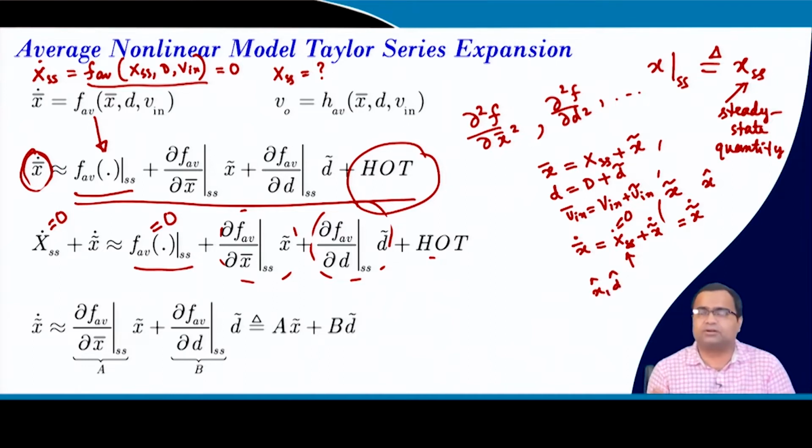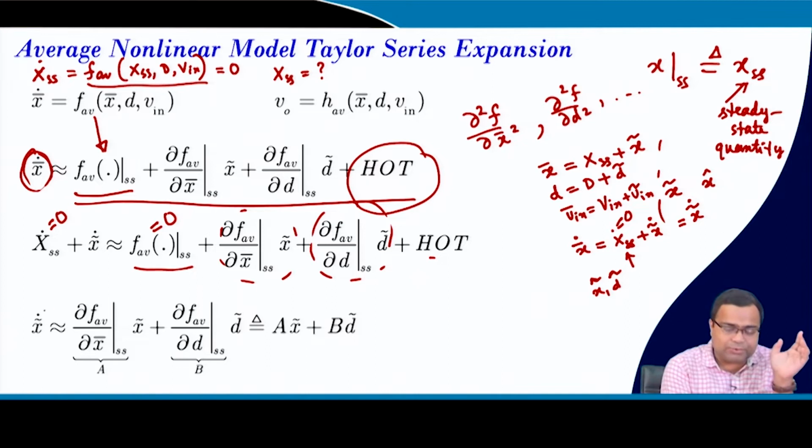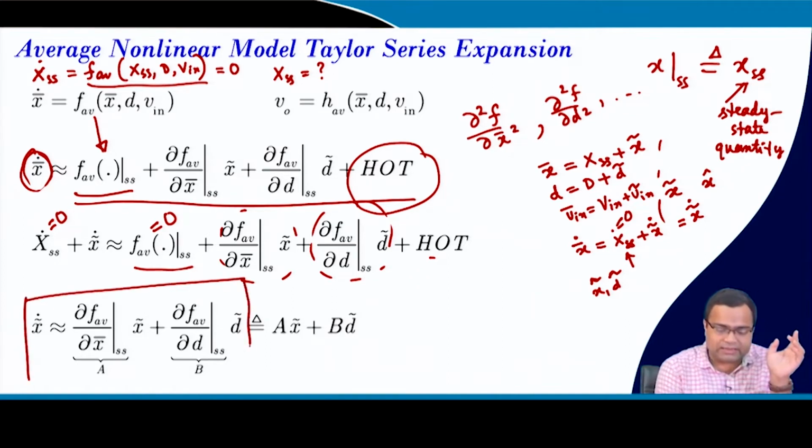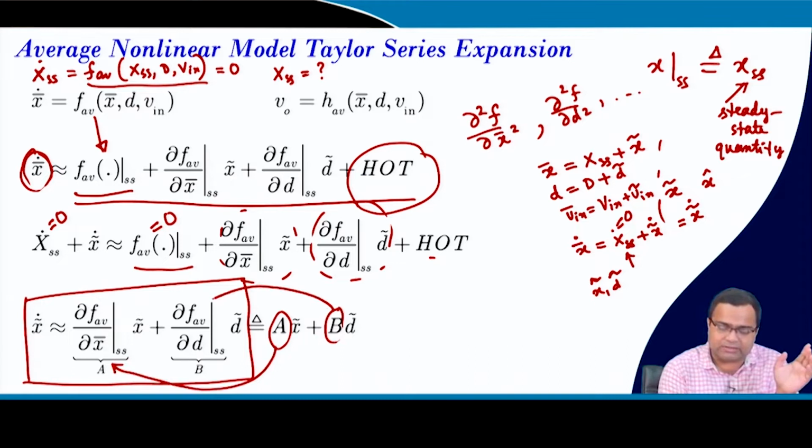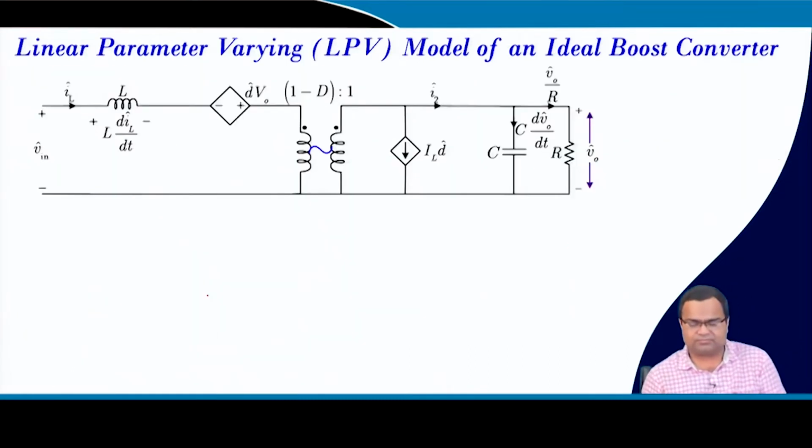Product of x1 tilde terms, these we have neglected. That means higher order terms we have neglected earlier, so they are not coming into the picture. So, the approximate model here is simply a into x tilde plus b into d tilde, where a is this particular function and b is this particular operation. Okay, so we can now obtain the linear parameter varying model.